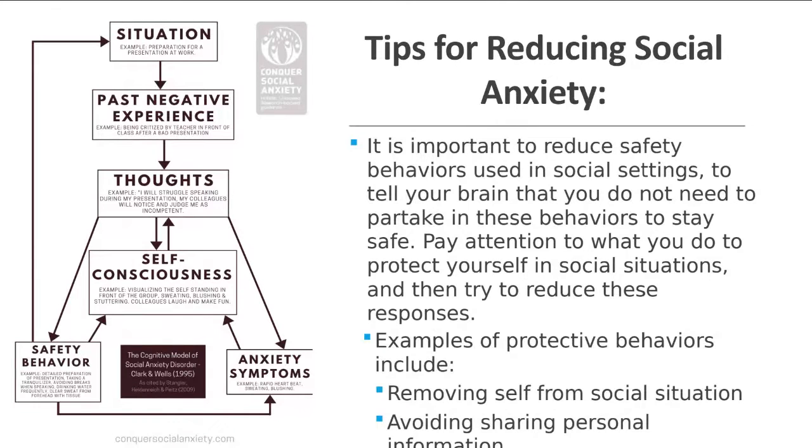So it's important to reduce some of the safety behaviors that we use in social settings. It's important that we tell our brains that we're actually safe and that we don't need to use some of those behaviors. Behaviors might include maybe we avoid the social event altogether and we just don't go because we are so anxious about what's going to happen at that event. So to keep us safe, we're not going to go to it. Maybe we don't share personal information because we don't want to promote having social interactions with other people. So we just keep all of those things to ourselves.